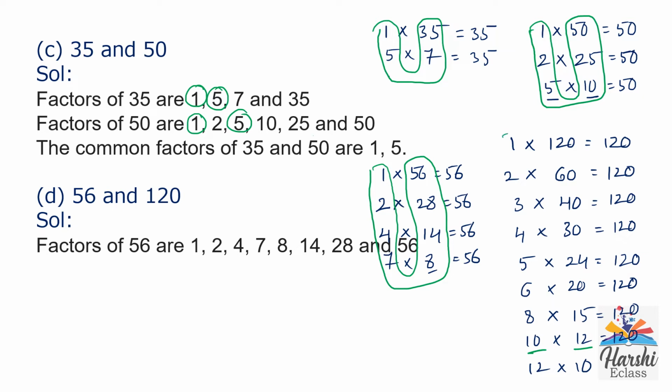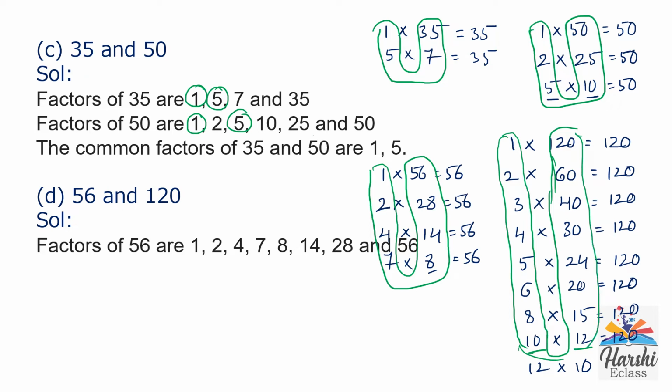So here the factors of 120 are 1, 2, 3, 4, 5, 6, 8, 10, 12, 15, 20, 24, 30, 40, 60 and 120. So many factors are there for the number 120.